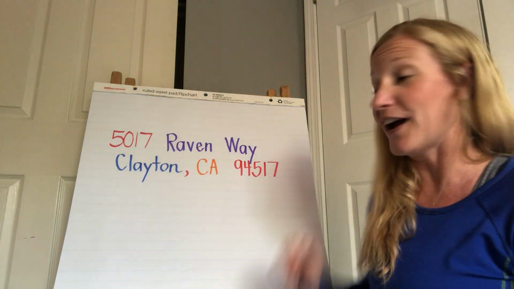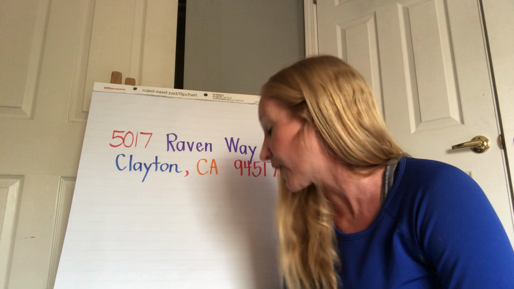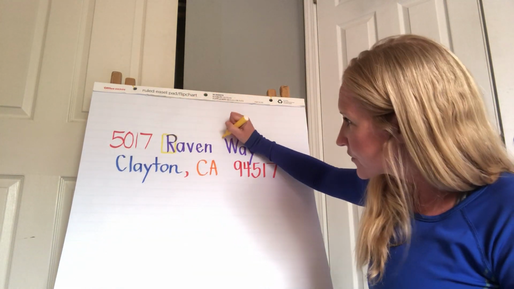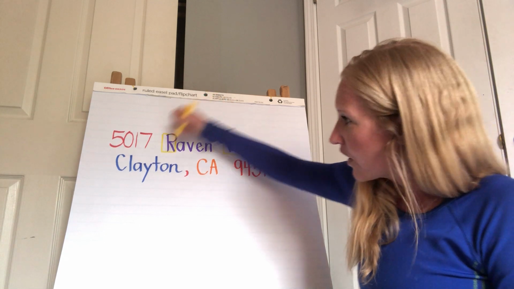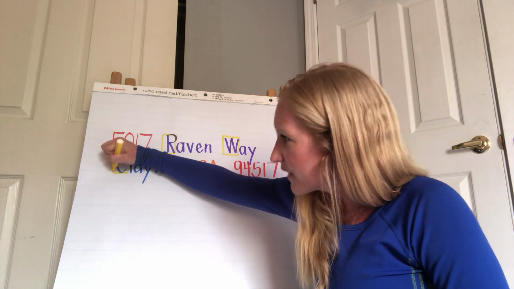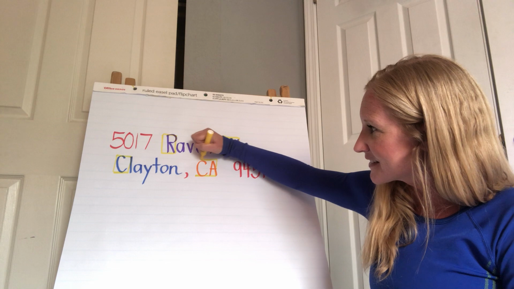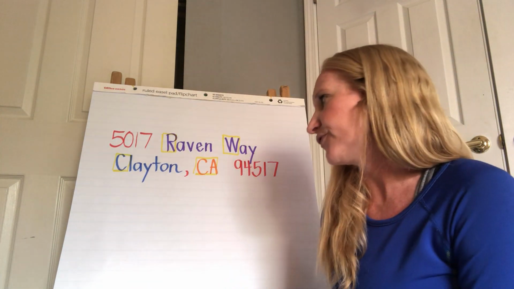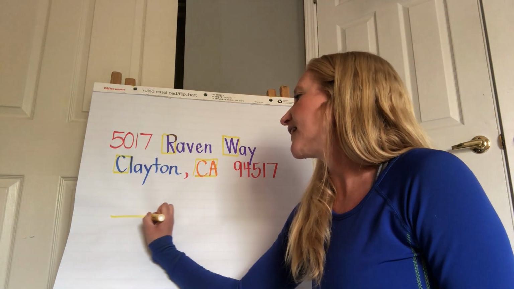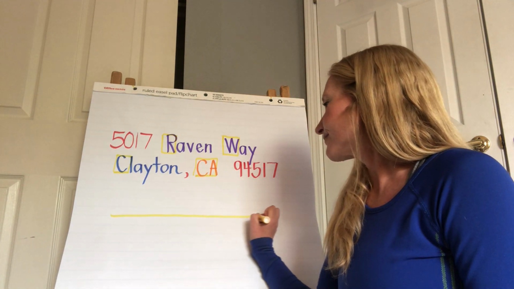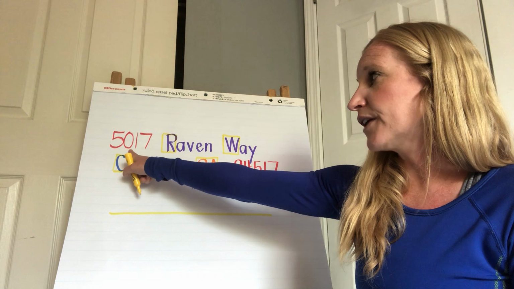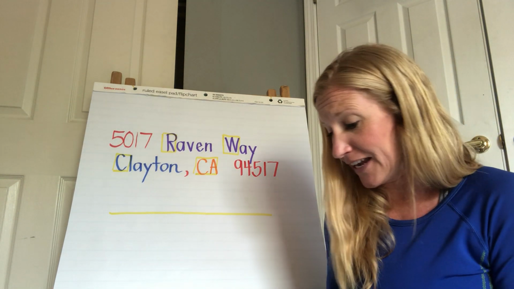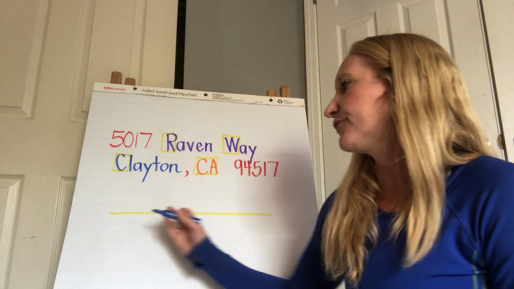Now, what I would like you to do today on a piece of paper is I would like you to write your address as fancy and as nice as you can, paying close attention to those uppercase letters on all the names that you write of all those places. And yours is going to be a little bit different. Your first line is going to have your number and your street. And then your second line is going to look a little bit different.